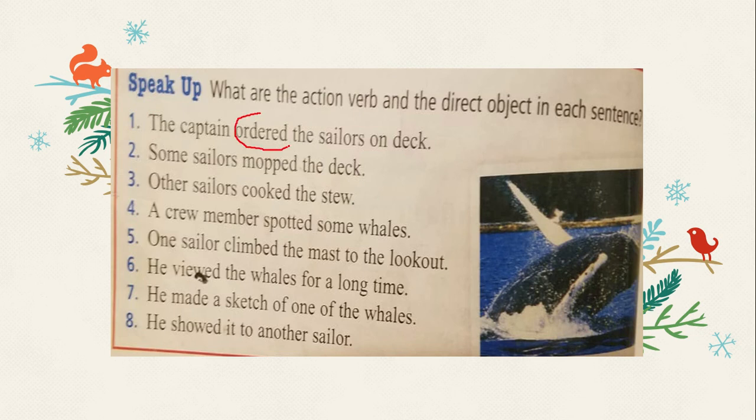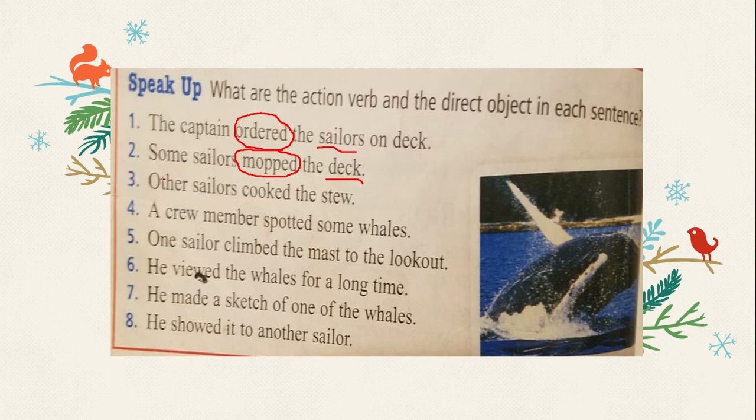Now, who receives the action of being ordered? The sailors. So underline the word sailors with red. Now let's go to number 2. Some sailors mop the deck. The action is mop. Circle the verb, the action. What receives the action of being mopped? Deck. The deck receives the action of being mopped.